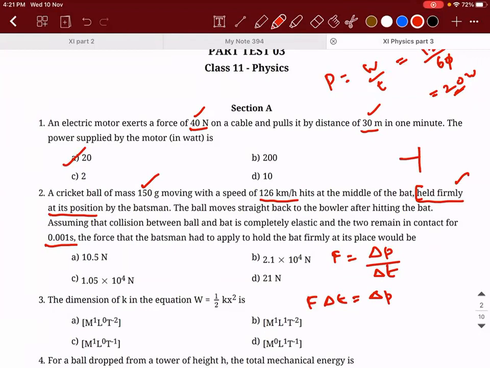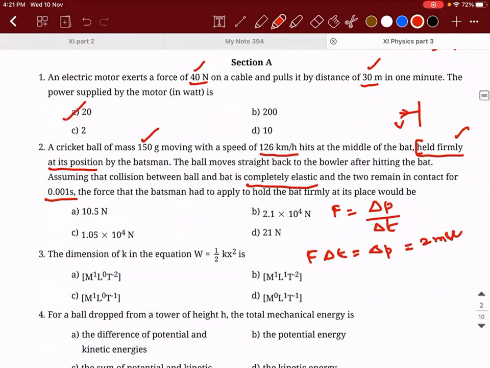They told us that the collision is completely elastic. So in a completely elastic collision, what will happen? If an object of mass m goes and hits a stationary object, it will rebound with the same velocity. So the change in momentum is 2 times mass into velocity, or 2mu. So force into 0.001 is equal to 2 times the mass of the object, 0.15, into the velocity with which it is hitting.